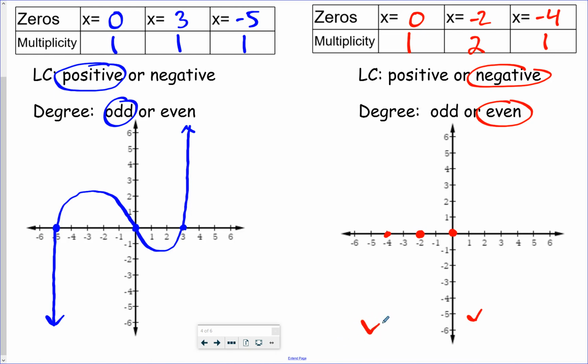All right, so there's 3 turns, right? So what happens if I just do this? You're wrong. Uh-oh. That doesn't work. Can I just turn it and come back down? No, because I don't have any other x-intercepts.